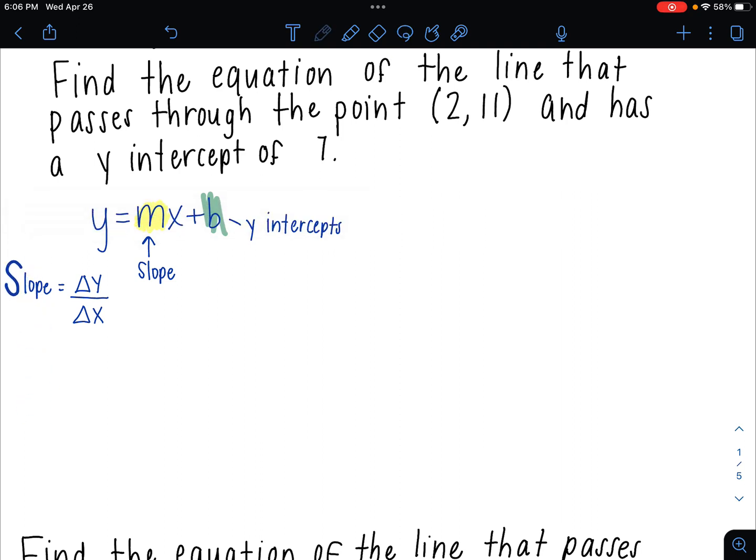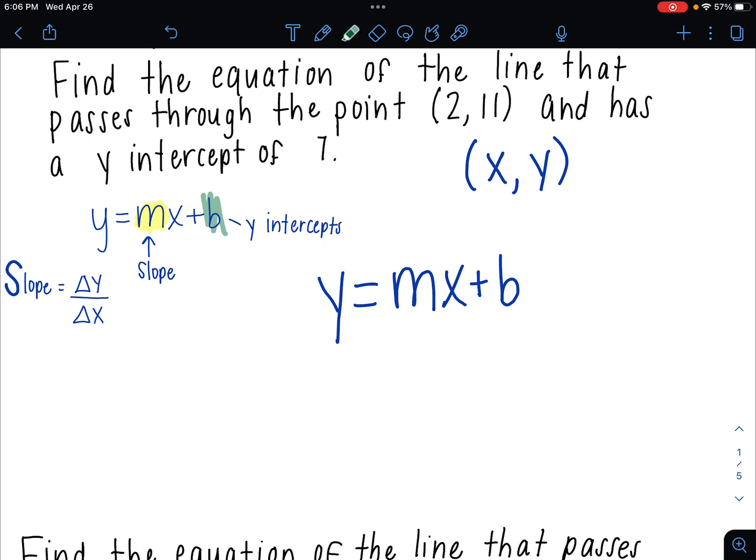All right, so it says to find the equation of the line that passes through the point 2, 11 and has a y-intercept of 7. So, just to review our coordinate points, the first number is our x value and the second number is our y value. So we know a lot about this linear relationship, knowing just those two things. So we're going to start by writing out y equals mx plus b.